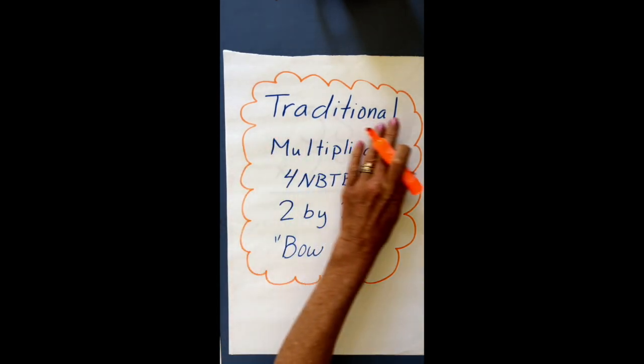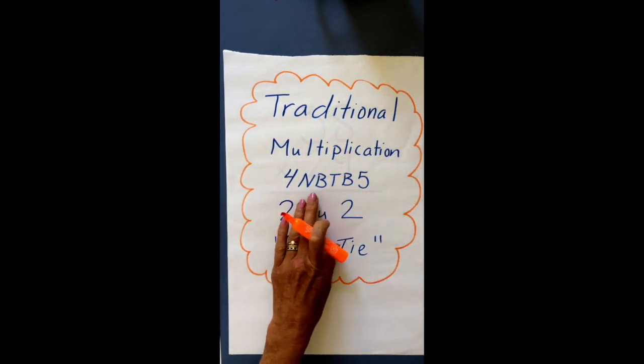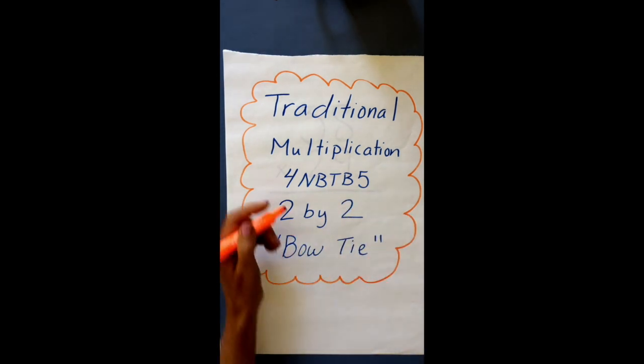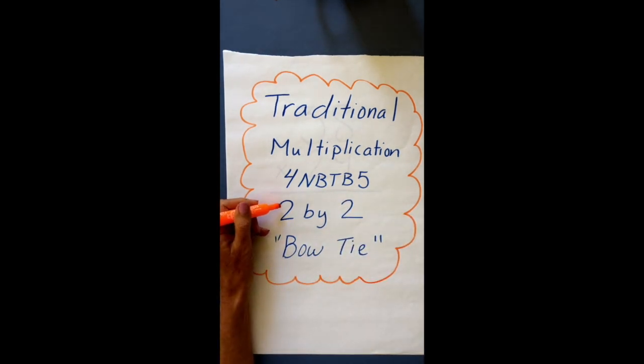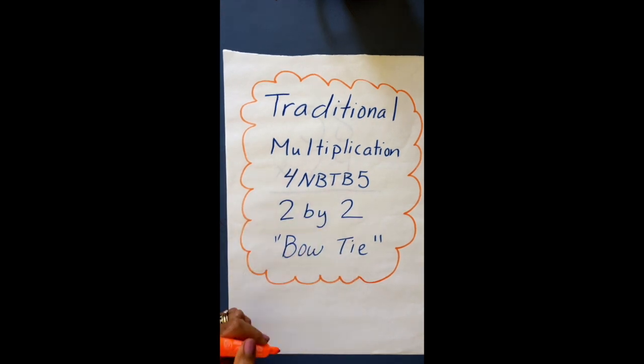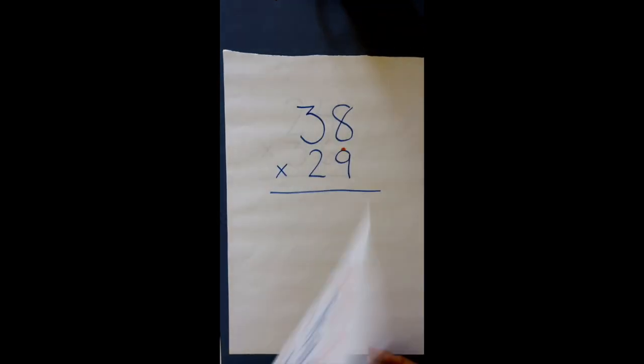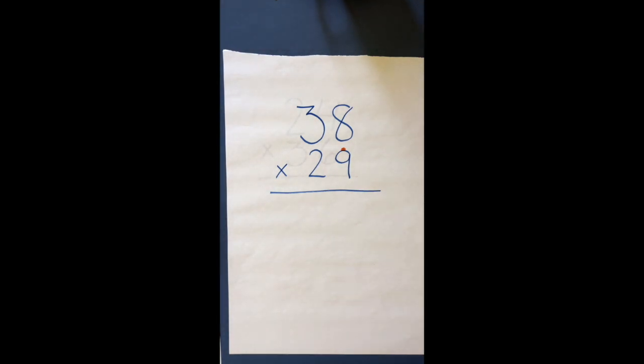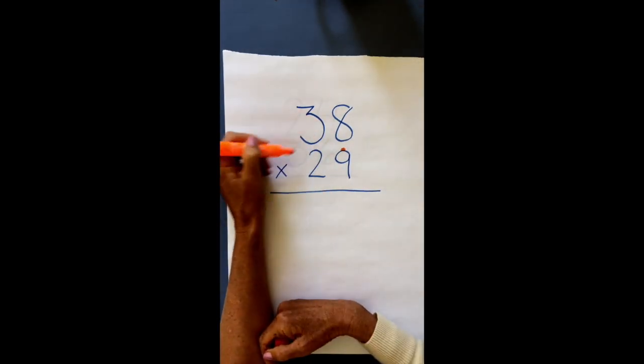Right, this is a video on traditional multiplication for 4.NBT.B.5, a Common Core standard. This is going to be on 2-digit numbers by 2-digit numbers, and I like to call this method the bow tie method. For our first problem, this is 38 times 29.